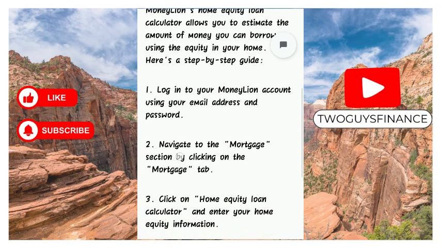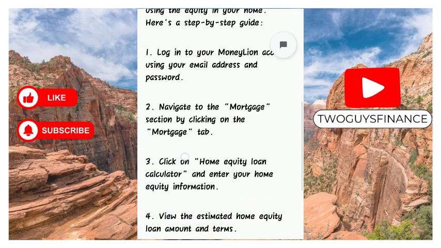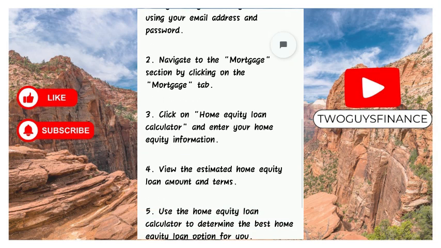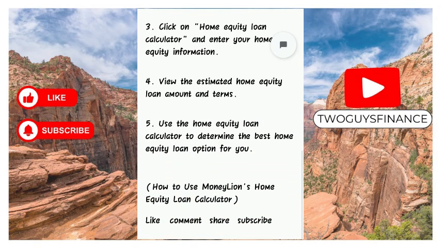Next, just click on home equity loan calculator and enter your home equity information, and you can view the estimated home equity loan amount and of course the terms, and just use the home equity loan calculator to determine the best home equity loan option for you. And yeah, that's pretty much it on how to use Moneyline's home equity loan calculator.